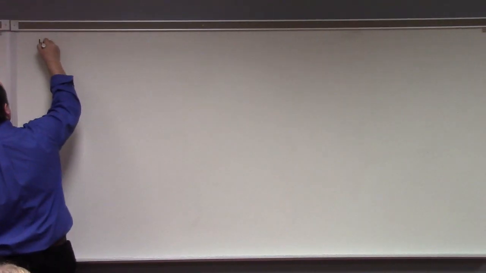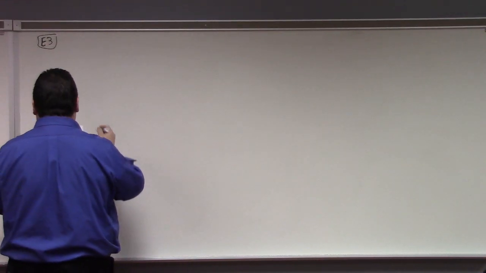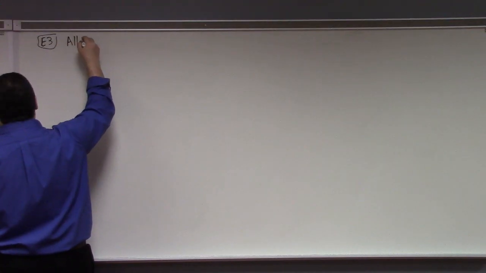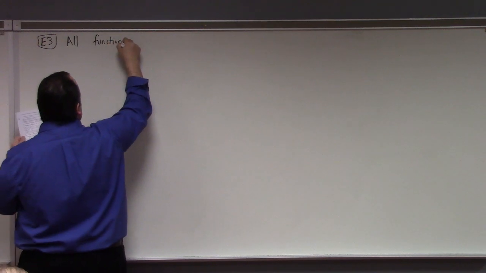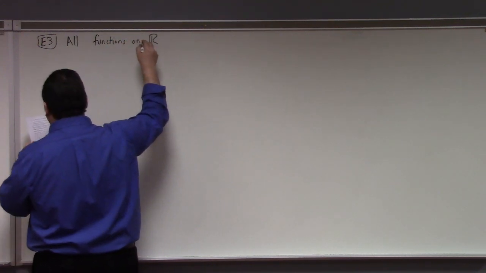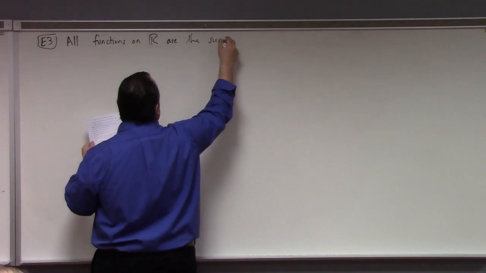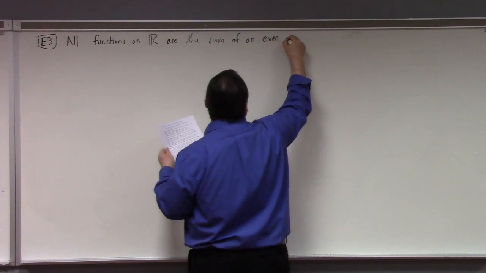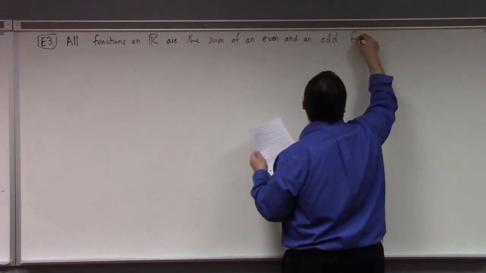This next example introduces you to a trick that maybe you haven't seen before. And also this example, I like this example. It gives a little bit more breadth here. So all functions on R are the sum of an even and an odd function.